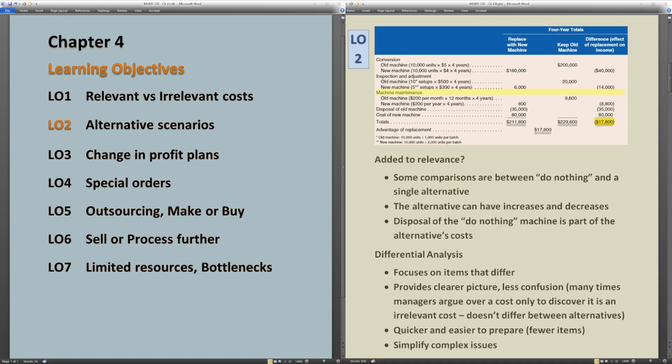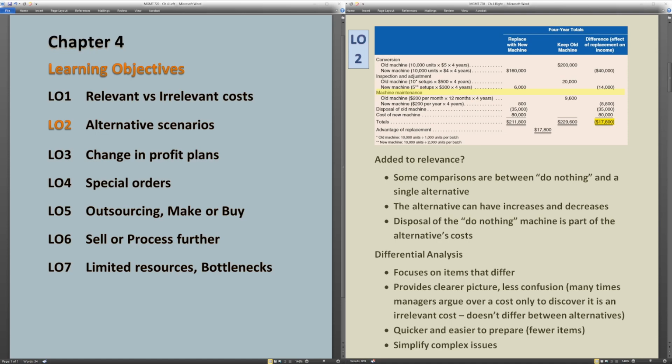We are talking about, if we wanted to take a wider view, rather than just saying relevant versus irrelevant, we call this topical area differential analysis. And we focus on items that differ. What are the benefits that we get out of this? We provide a clearer picture and less confusion.